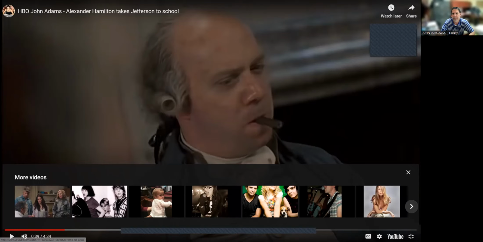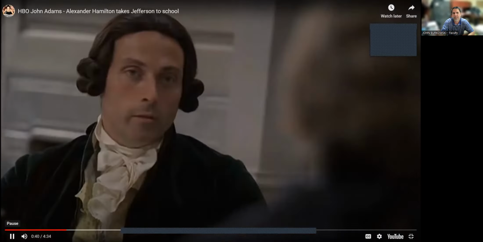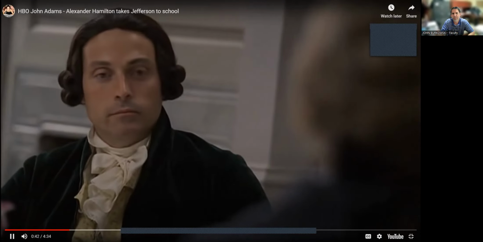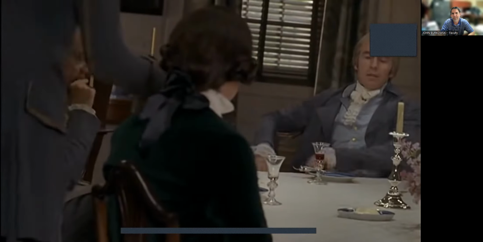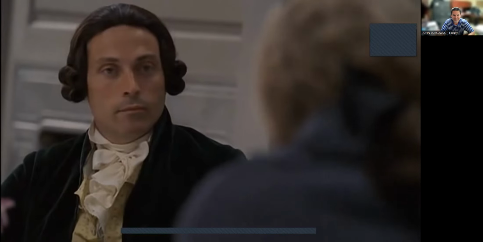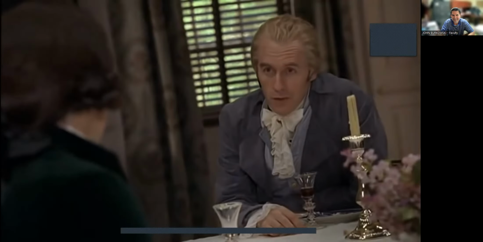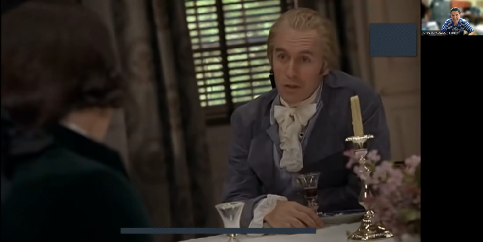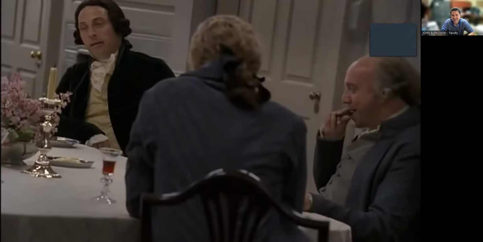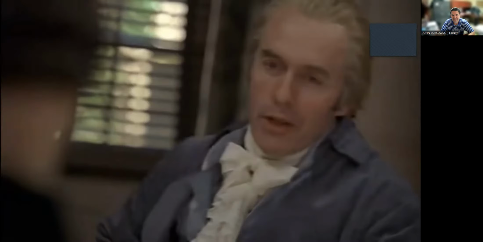"Unwelcome, perhaps, but necessary. I must admit, Mr. Hamilton, I'm a little uncertain to the purpose of the Treasury Department. No doubt its function will reveal itself to me in good time."